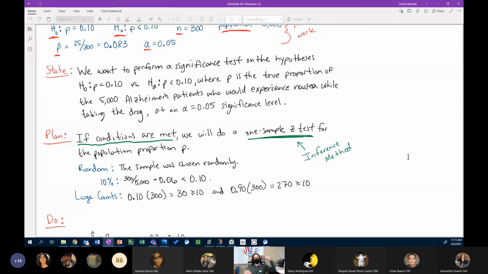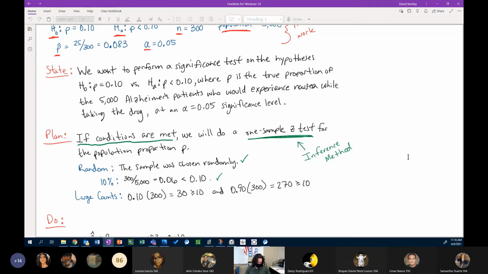Part of the planning stage is saying what method you will use. In this case, we're using the 1-sample z-test for the population proportion p. We then check our conditions. Random: the sample was chosen randomly. We were told that in the context, so we're good there. 10% condition: 300 divided by 5,000 is equal to 0.06, which is less than 0.1, so the 10% condition is satisfied.